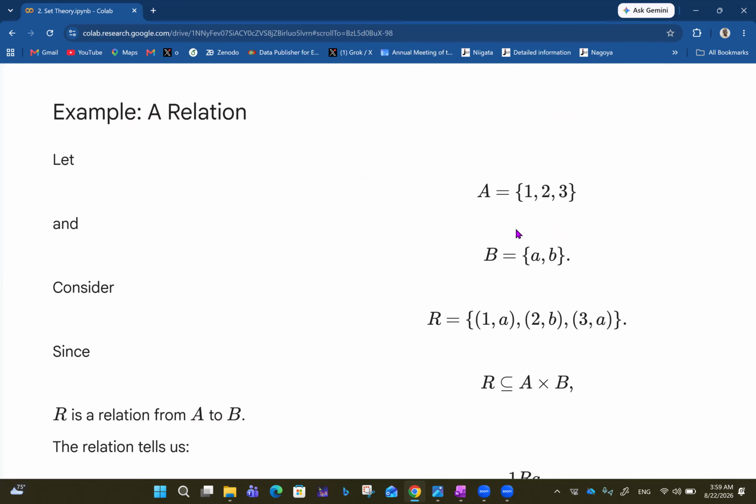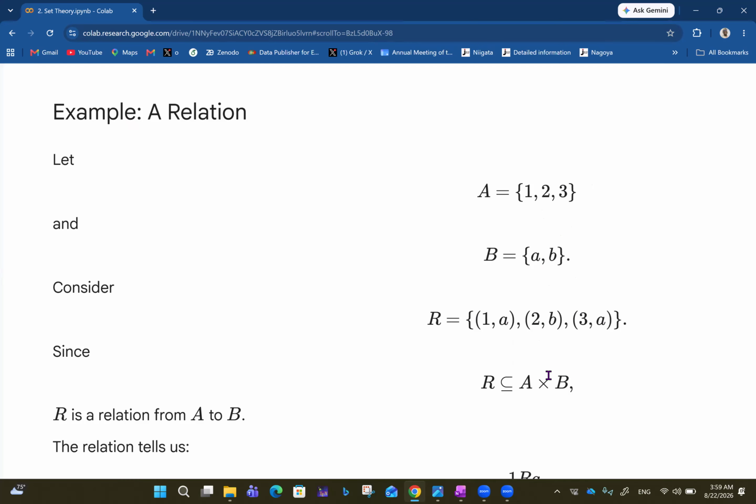So for a relation, let A be {1, 2, 3}, and B is {a, b}. So consider a relation {(1,a), (2,b), (3,a)}. Normally, the Cartesian product in general will be (1,a), (1,b), (2,a), (2,b), (3,a), (3,b). But this one just contains some of those elements. So (1,a) is here, (1,b) is not here, (2,a) is not here, (2,b) is here, (3,a) is here, and (3,b) is not here. So this is a subset of the Cartesian product. So automatically, this is a relation.